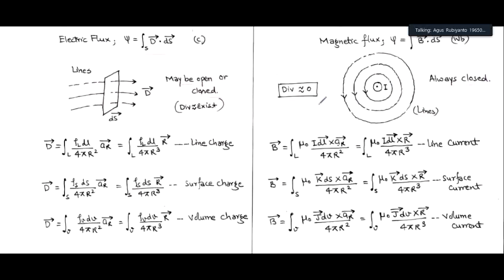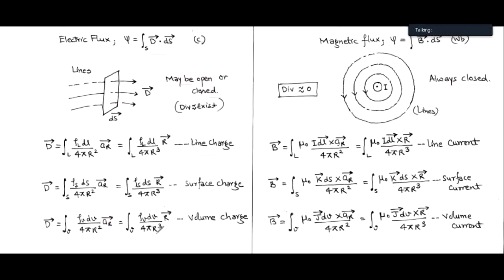Now we consider electric flux density for all three charge distributions, that is line charge, surface charge, and volume charge. In case of line charge, D vector is line integration rho L dl upon 4 pi r square unit vector r. In surface charge distribution, D vector is surface integration rho s ds upon 4 pi r square unit vector r, and in volume charge distribution, D vector is volume integration rho v dv upon 4 pi r square unit vector r.